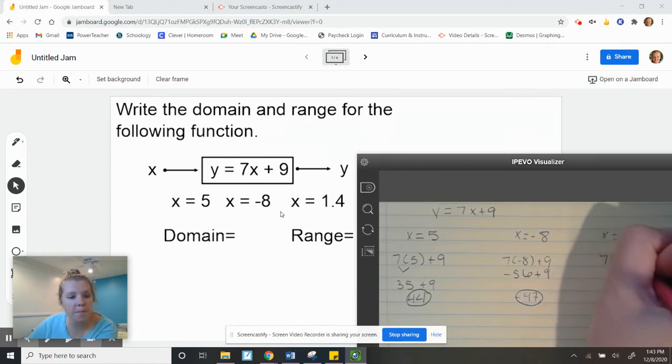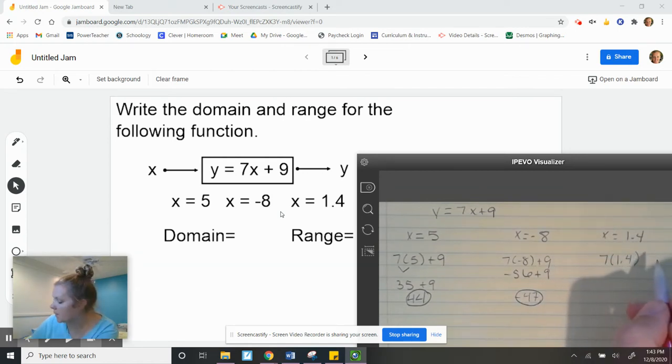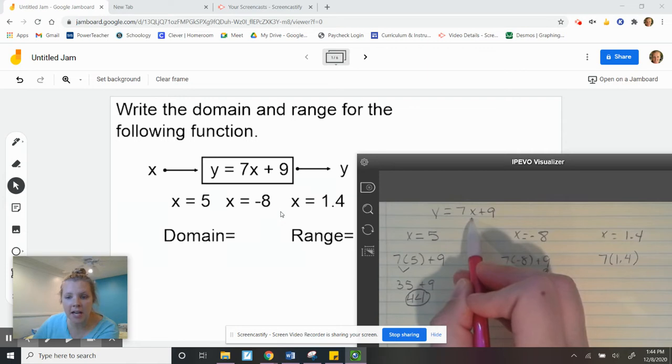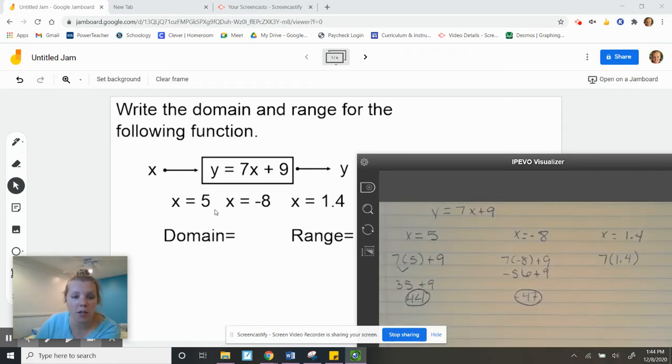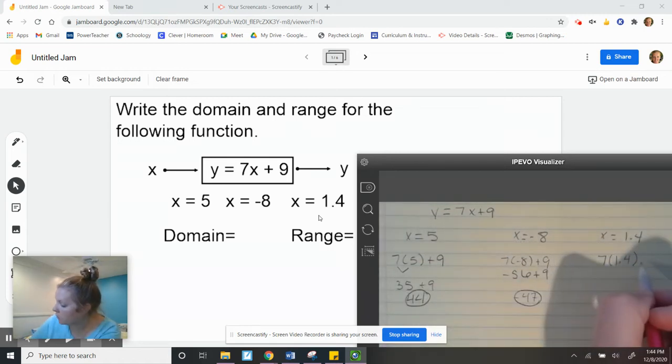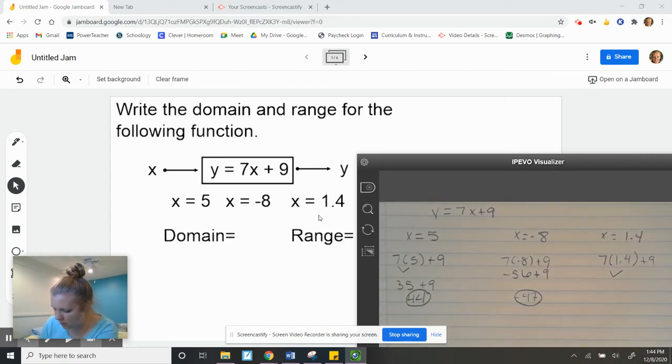And then we're going to plug in a 1.4. And what I mean when I say I plug in is, in place of the x, I'm putting in the number. The problem has to tell us what numbers to input. So in this question, it told me to input 5, -8, and 1.4. That's what I'm inputting. And then my outputs, I figure out once I do the math. So this is plus 9. Then I multiply 7 times 1.4. 9.8 plus 9 gives me 18.8.